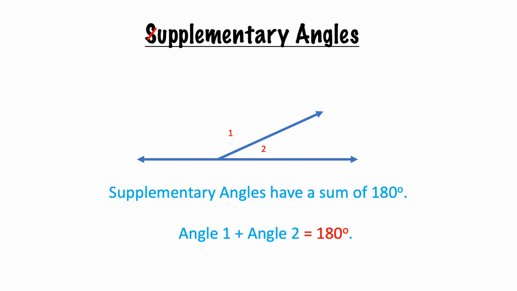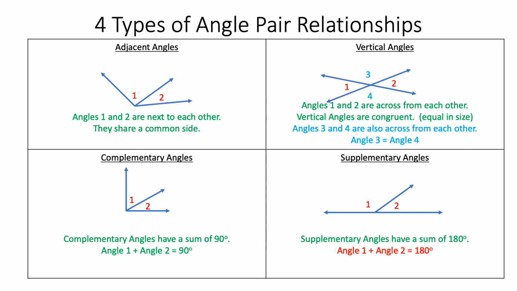If you want to remember the difference between supplementary and complementary, notice turn the S into an 8, and we have 180 for supplementary angles. Straight angles, supplementary angles. The 4 types of angle pair relationships again are adjacent angles, vertical angles, complementary angles, and supplementary angles. In the next slides, you will be answering questions and solving for the value of missing angles. For example, look at supplementary angles. If angle 1 is 100 degrees, then angle 2 must be 80 degrees because 100 plus 80 equals 180 degrees.